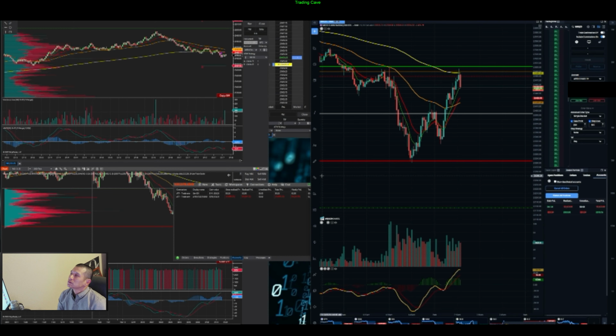Gold is doing one of its consolidations again. Might push lower as well.